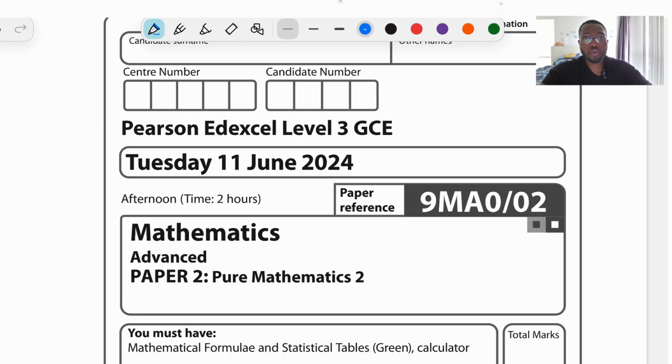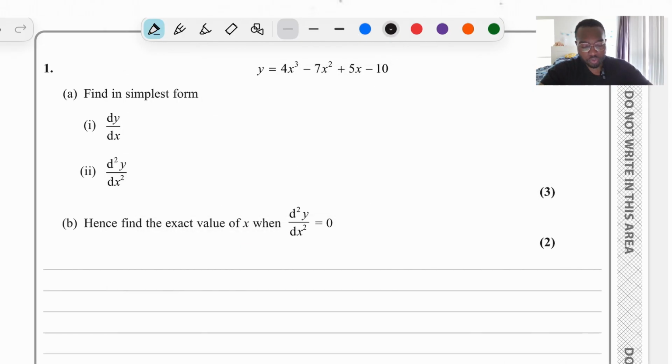We'll be going over paper 2 of Pure Maths June 2024. Let's go. So first question, we have y is equal to 4x cubed minus 7x squared plus 5x minus 10. We need to find dy over dx.